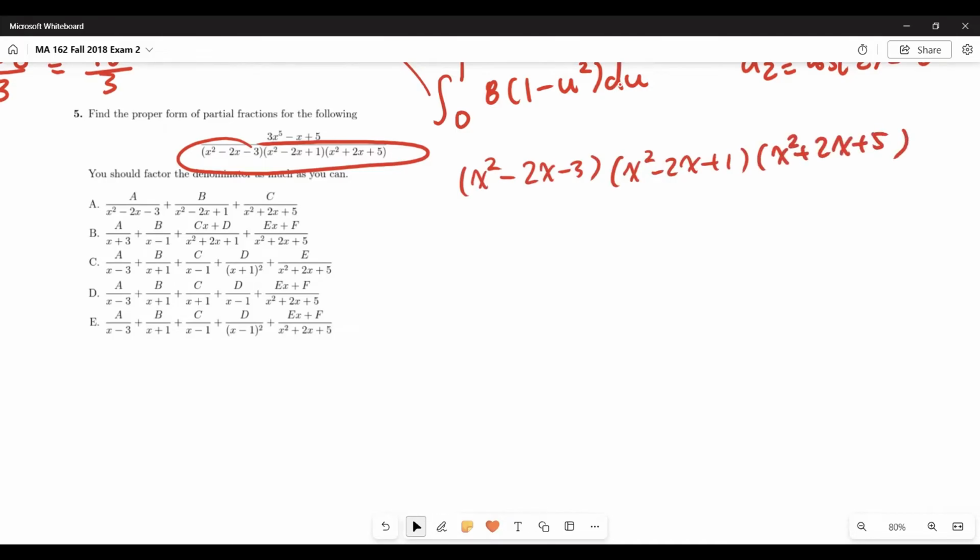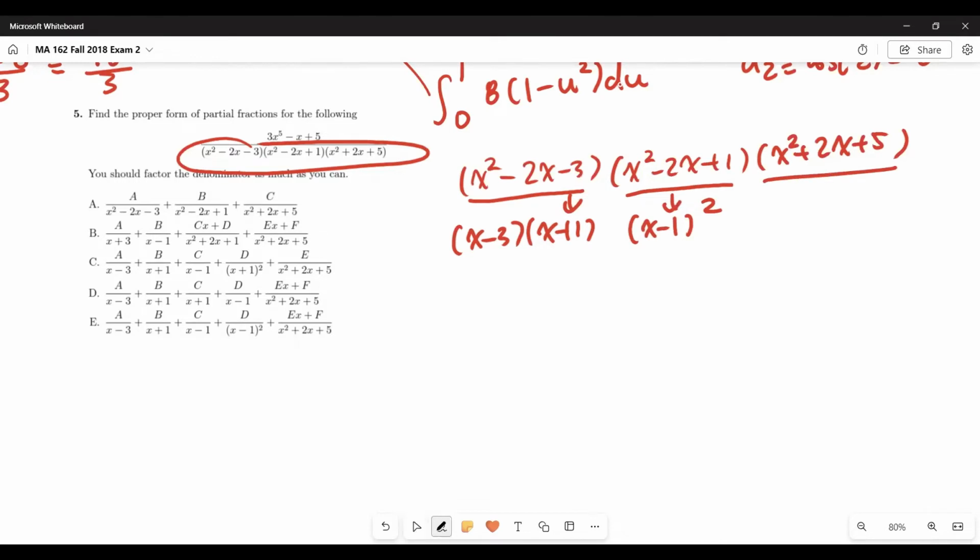Okay, x squared minus 2x minus 3 can be written as x minus 3 times x plus 1, right? And x squared minus 2x plus 1 is just x minus 1 squared, right? And this cannot be separated, so x squared plus 2x plus 5. Okay, we have that, and let's write it then. So we have the first term as x minus 3 in the denominator, and its constant is a.